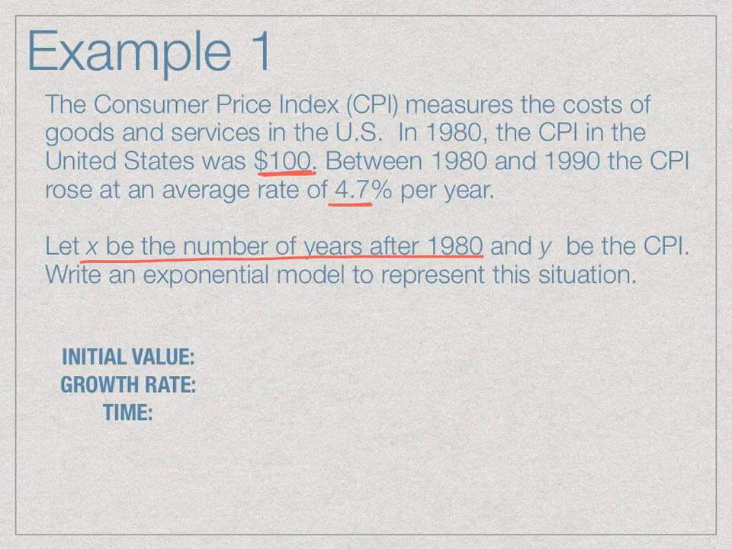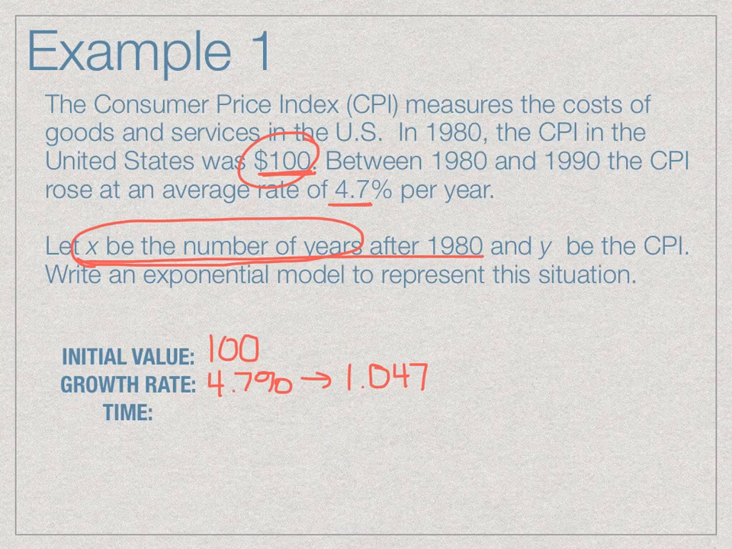So the initial value here, that was my $100. So that's really my A value. Now my growth rate, be careful here. Growth rate was 4.7%, but remember that you have to add that to 100 and change the decimal point. So when you add that to 100 and change the decimal, it should come out to be 1.047. And then time is x. Notice here it says x is the number of years, so we're going to use x to represent our time.